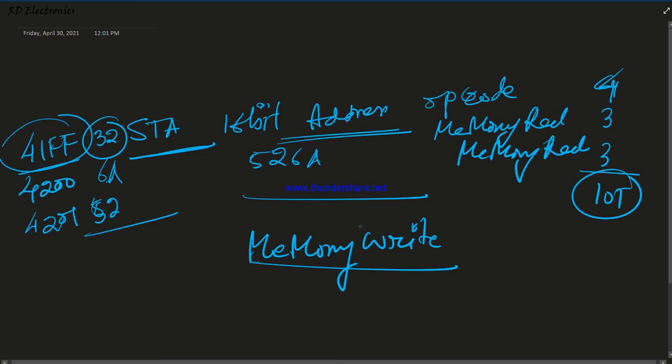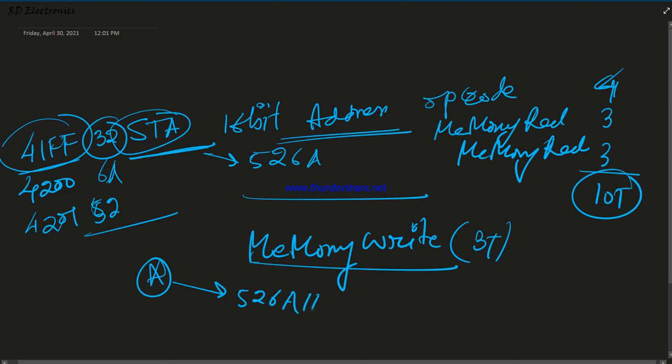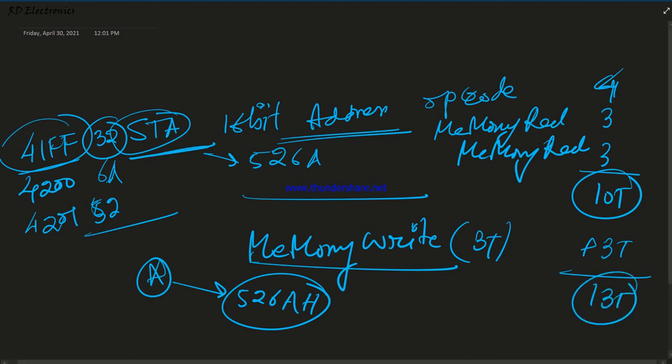Because in the last machine cycle the content of the accumulator is stored to this address, since STA means store from accumulator. So in the last machine cycle, that means in the memory write cycle, 3 T states are required, and from this memory cycle the content of the accumulator is stored to the 526A hex memory location. That's why 4 plus 3 plus 3 plus an extra 3 states, that means 13 T states, are required in the STA instruction. So this is a special case.